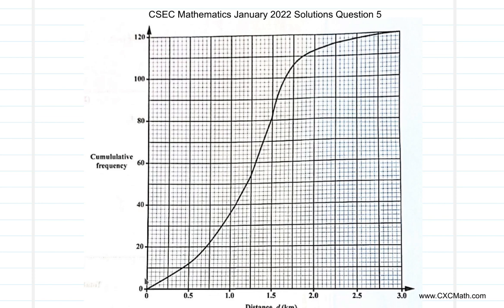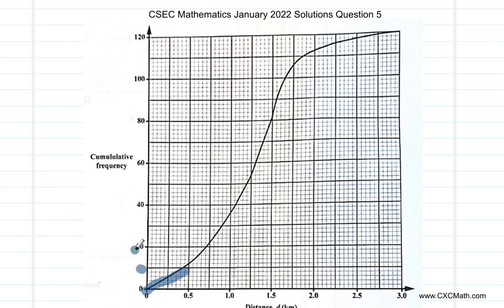But just before we do the question, remember this is a general form that the cumulative frequency takes. Alright? Because basically you will have the first part of the curve rising up slowly, because you expect in this case few of them live so close to the school.